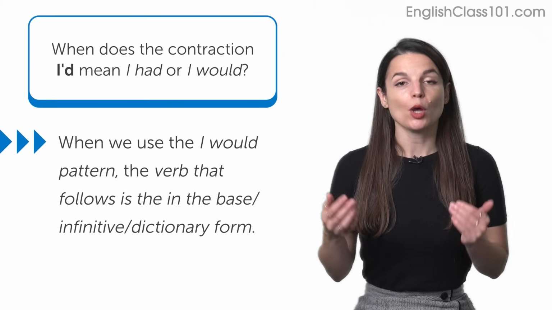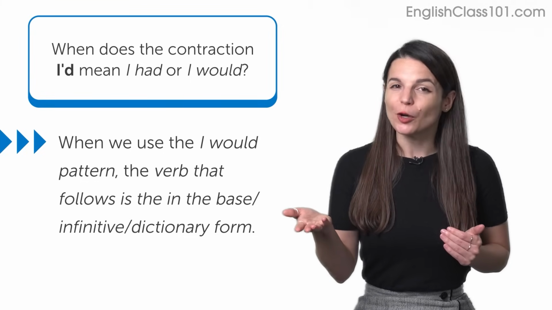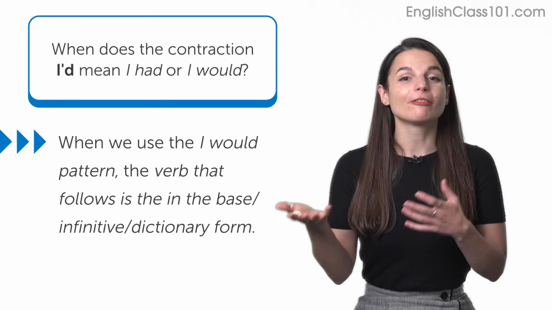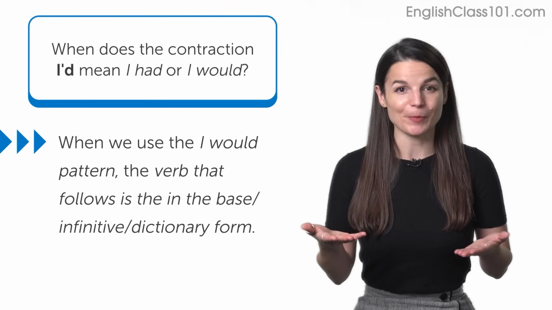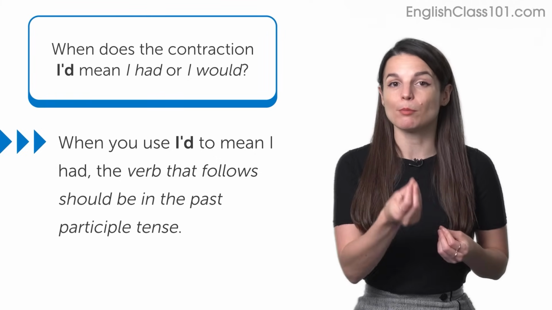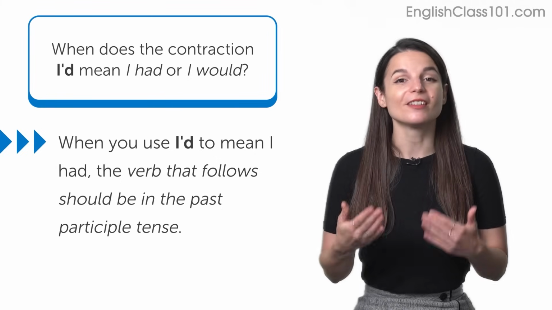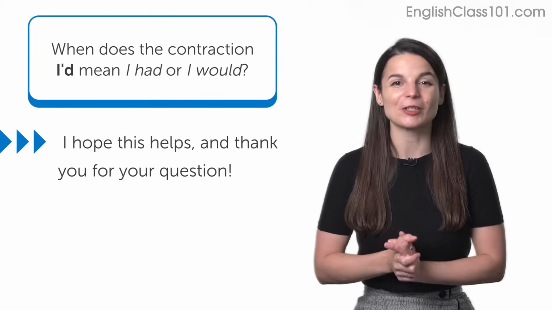So to recap, when you see I would used as a contraction, I'd, you'll know that it means I would because the following verb is in the base form or the infinitive form, the dictionary form. When the contraction means I had, it's followed by a verb in the past participle form. So this is how you know which is which in your reading. So I hope this helps you. Thanks for an interesting question.